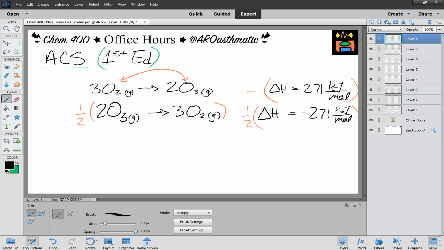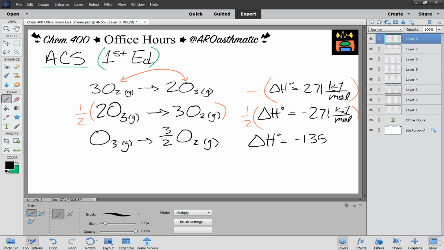So this gives us 1 mole of ozone producing 3 halves of a mole of O2, and the delta H for this reaction is 1/2 of 271. So 271 divided by 2, or negative 271, excuse me, is negative 135.5 kilojoules per mole. I'm going to wait to round till the end, but I know that I can only have 3 sig figs in this number, so I'm going to put 3 lines there to remind me that this delta H only has 3 significant figures.